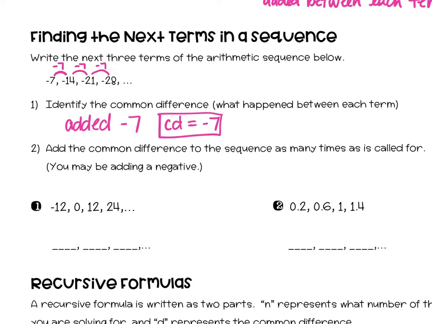So for this question, they said write the next 3 terms. So I want to do -28 minus 7. So that would be -35. And then I do it again to get -42. And one more time to get -49. Okay, so sometimes they're going to tell you, like, find the next 3, find the next 5. Sometimes they may say, like, find the 25th term, okay?